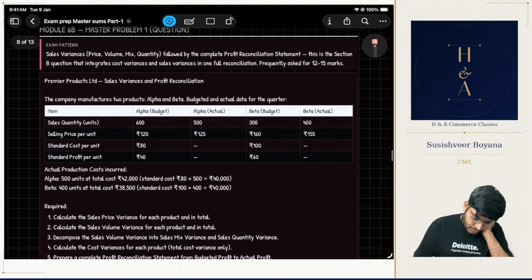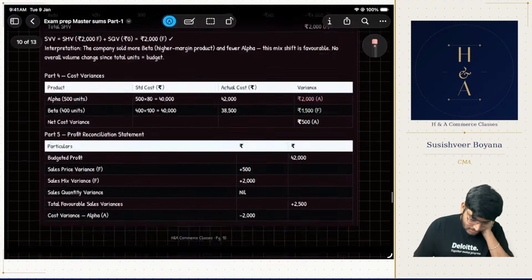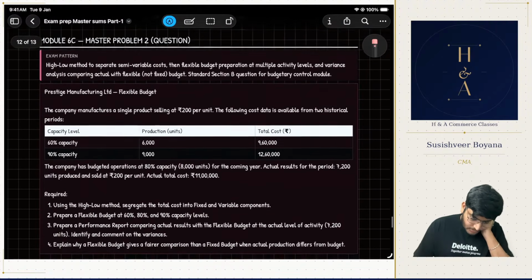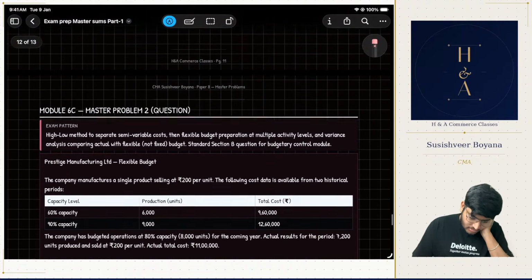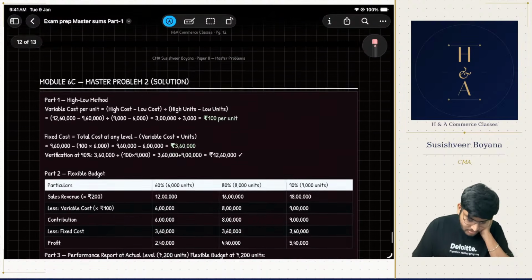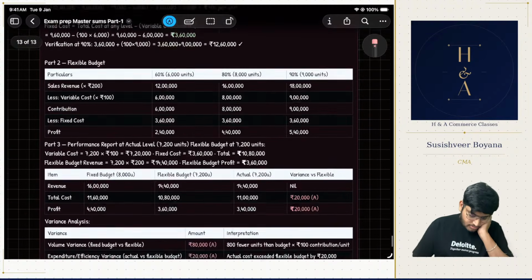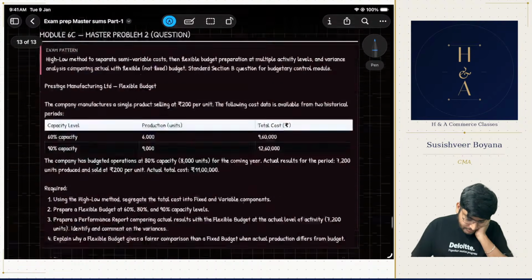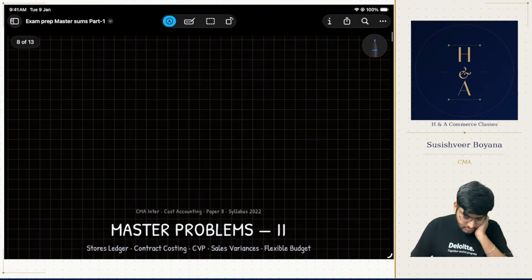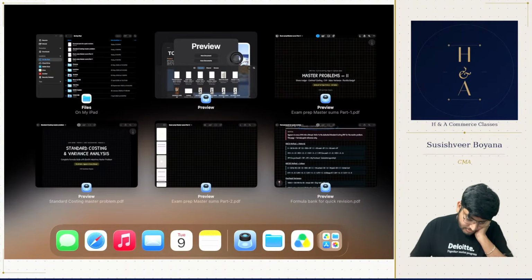Sales variance, profit reconciliation. This is in standard costing. If we have any other problems here, I'll look into standard costing in a bit. Okay, this is the high-low method. Chapter 1, I've covered it. That is very similar: high cost minus low cost by high units minus low units. Then we have to do a variance analysis. I'm also going to show you through the first PDF. We'll not be solving it today. We don't have time.